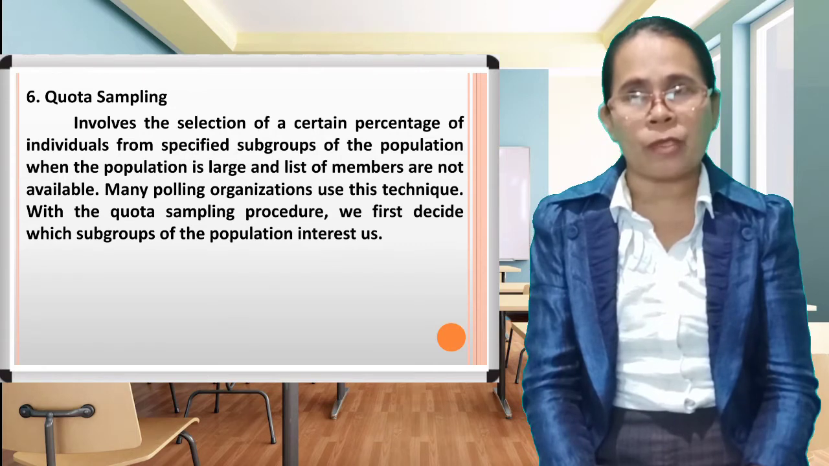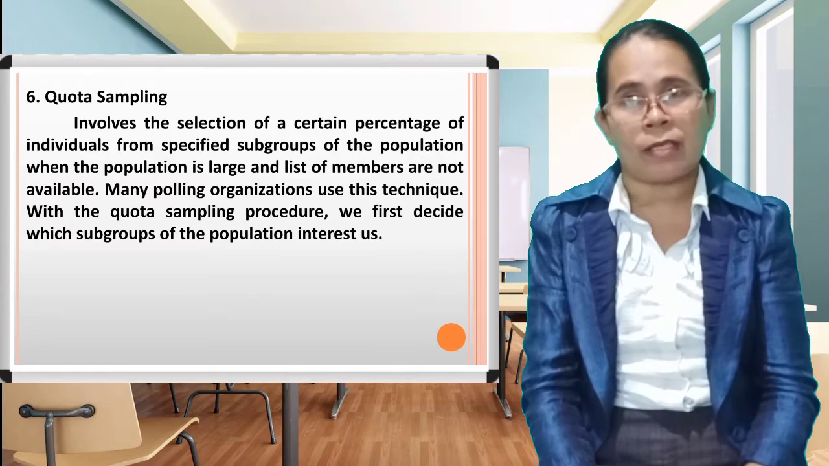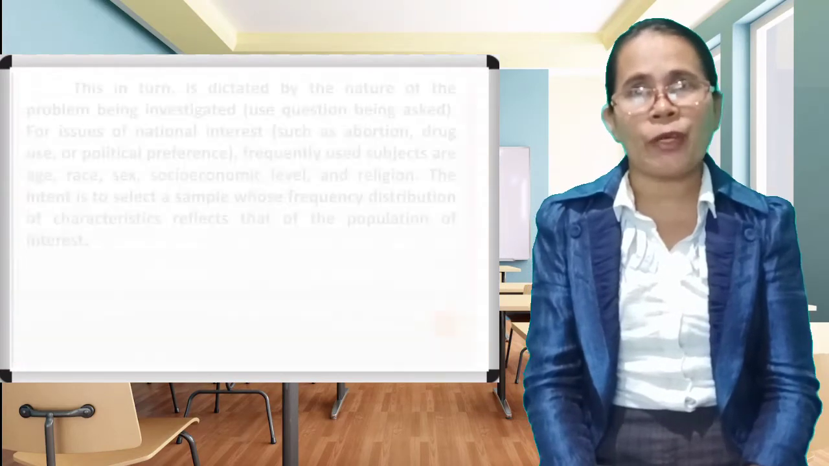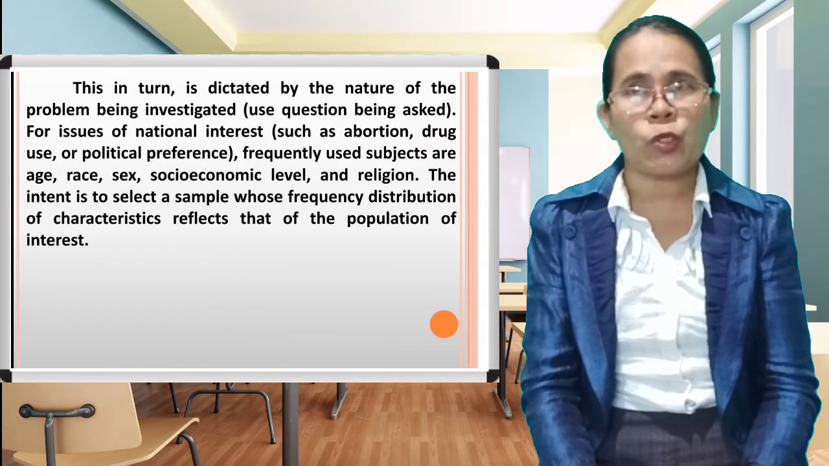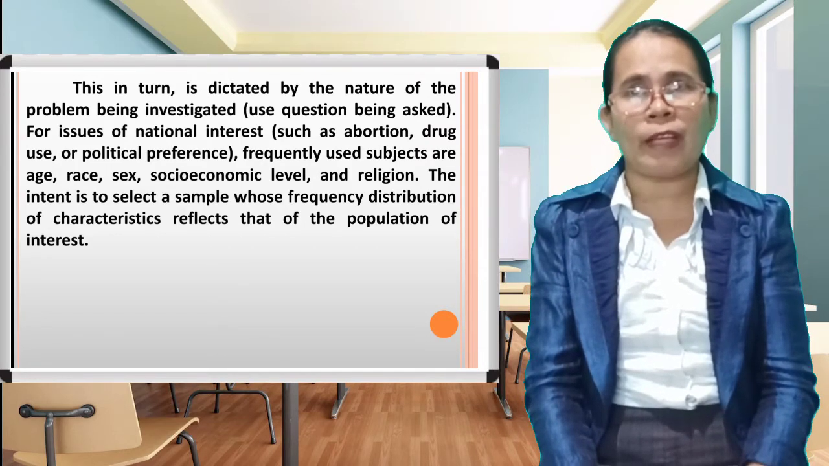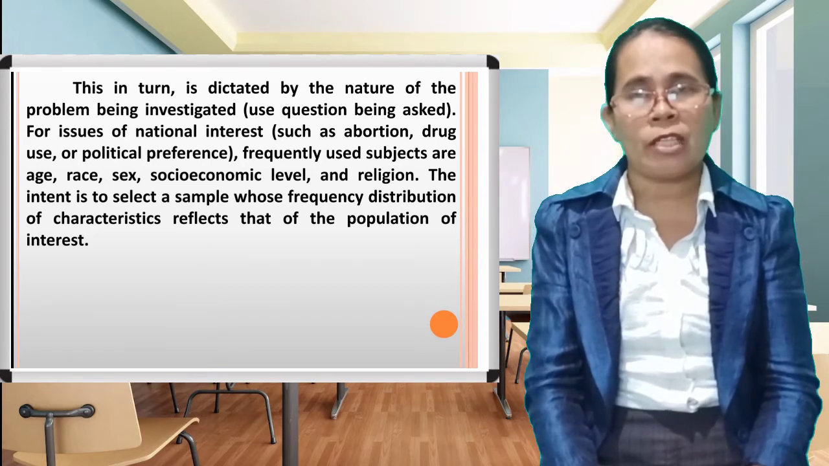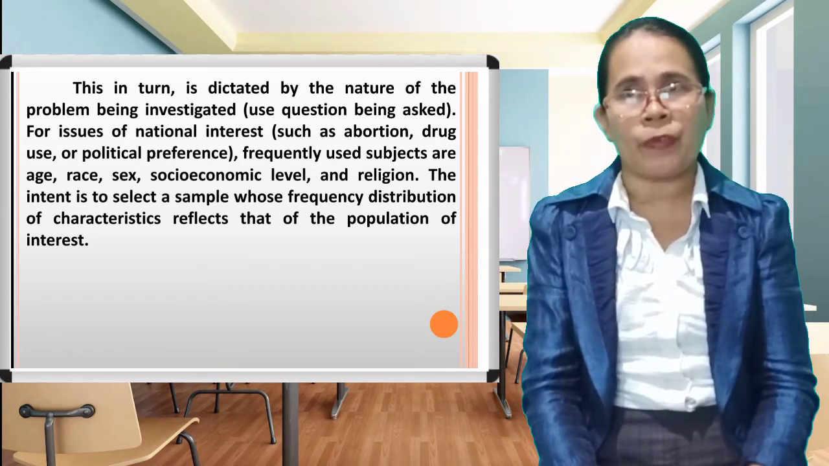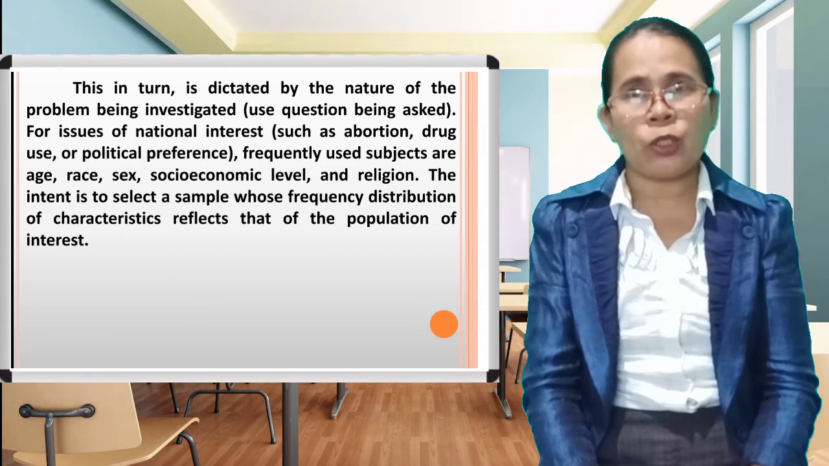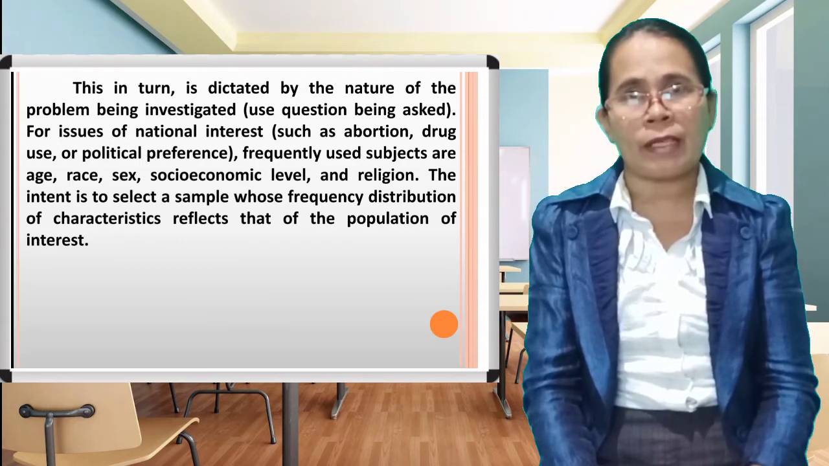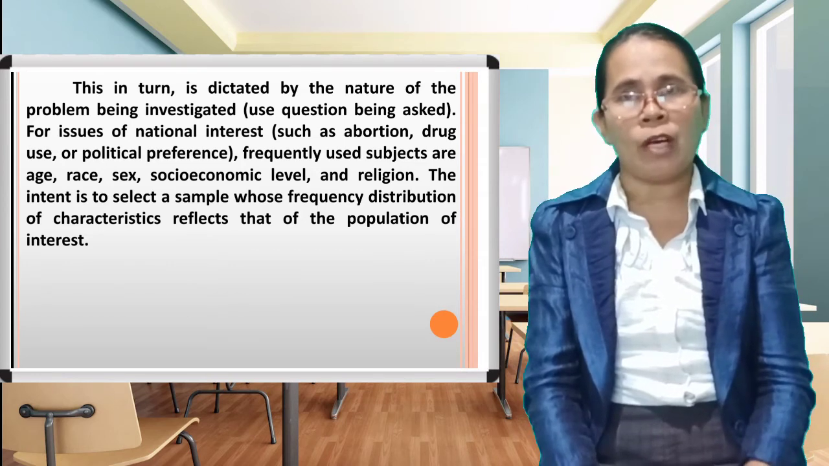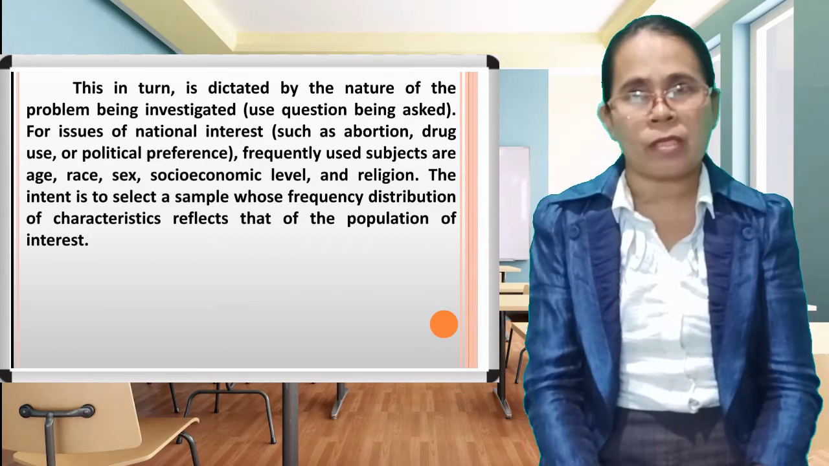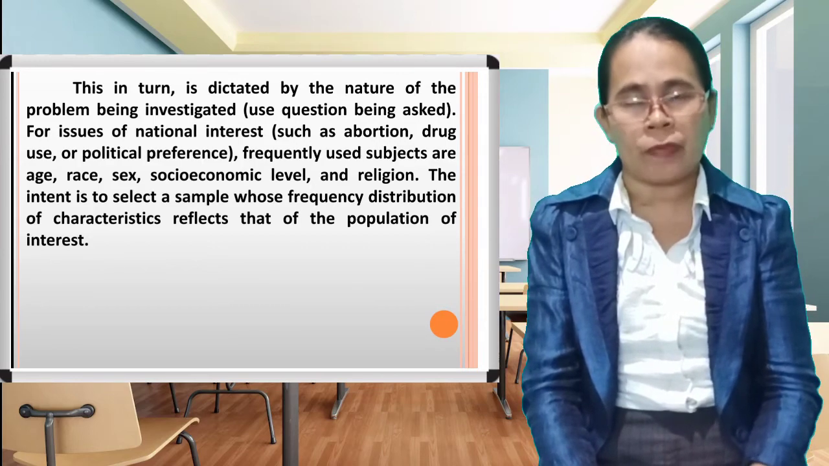With a quota sampling procedure, we first decide which subgroups of the population interest us. This in turn is dictated by the nature of the problem being investigated or the question being asked. For issues of national interest such as abortion, drug use, or political preference, frequently used subgroups are age, race, sex, socioeconomic level, and religion. The intent is to select a sample whose frequency distribution of characteristics reflects that of the population of interest.